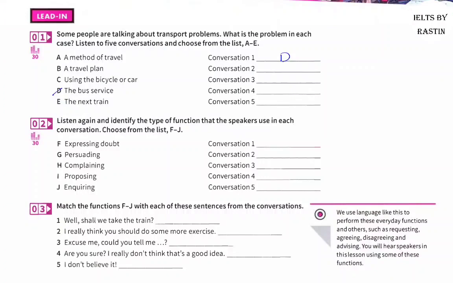Conversation 2. Excuse me, could you tell me why the 4:50 train to London hasn't arrived yet? I'm afraid there's been an accident on the line at the station before this one. Oh, sorry to hear that.